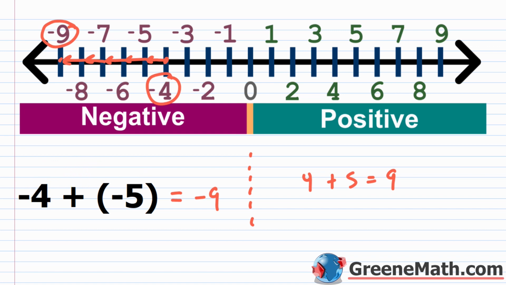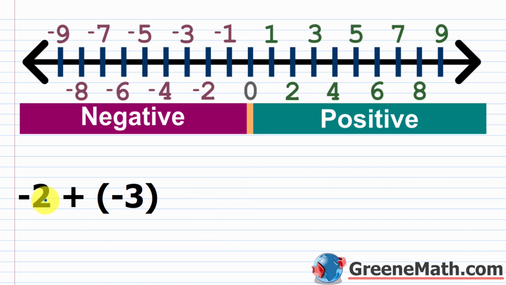That's something you do in your head. You just say, okay, 4 plus 5 is 9. And then I'm attaching the common sign, which is negative, to show that I owe money, right? So I owe $9, or I could say it's negative 9 for the sum. Let's take a look at another one. Here we have a negative 2 plus negative 3. Before I do that, let me come over here and just do 2 plus 3.